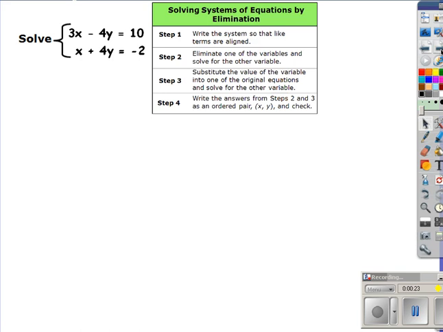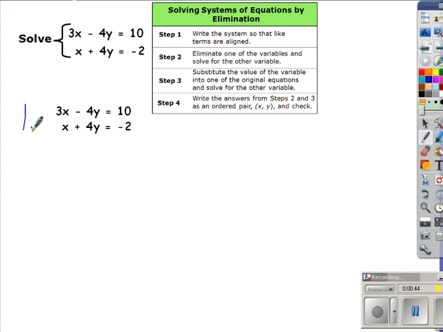So we've got 2 equations and 2 unknowns. 3x minus 4y equals 10 and x plus 4y equals negative 2. So the first step, write the system so that like terms are aligned. So I'm going to rewrite these right down here. There's my step 1. Pretty easy.